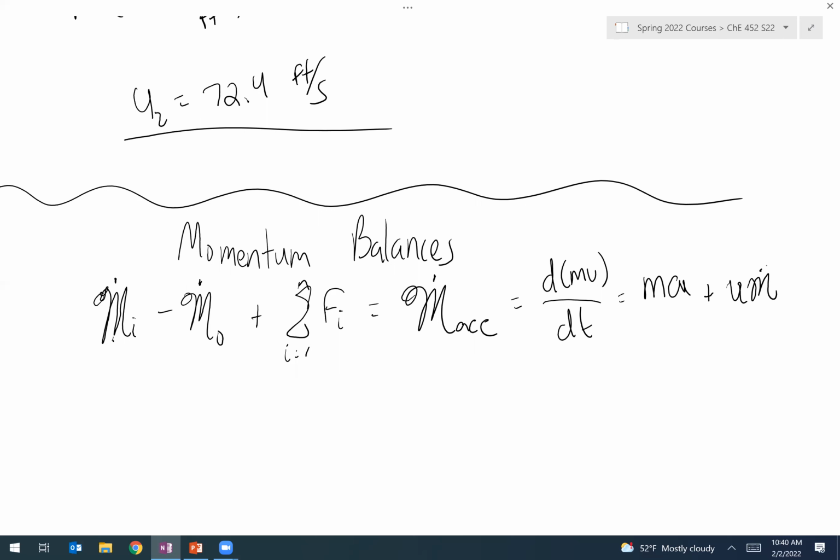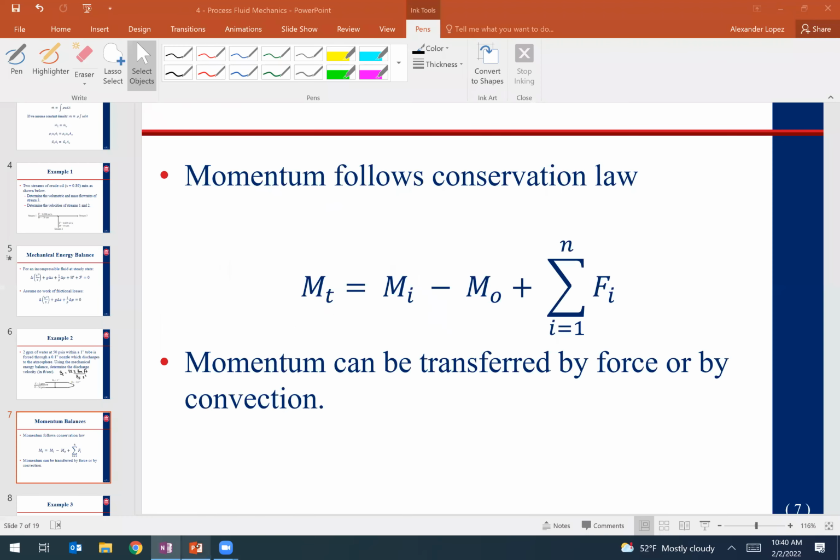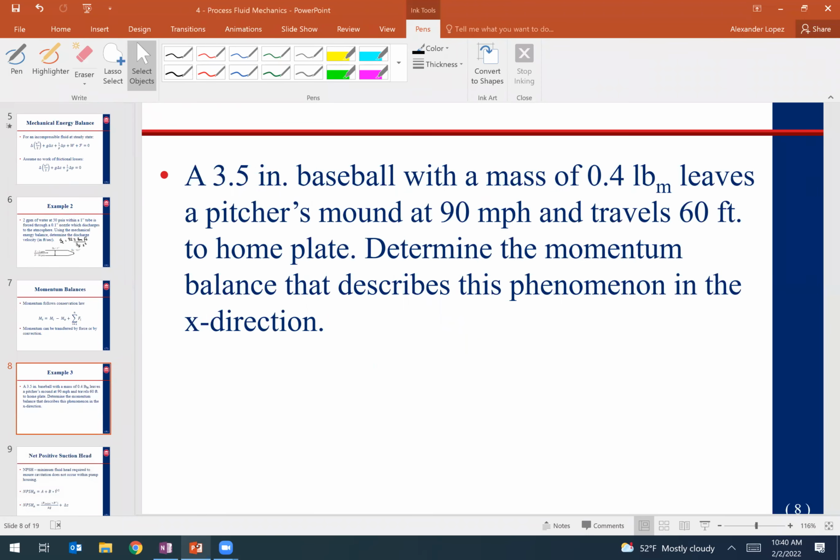And this was everybody's favorite part of 317. This is one of my favorite problems. I think I gave this to the juniors on their final. I made it a softball to make them feel better. So in this example, I look at a baseball on the pitcher's mound. I know it's going to leave the pitcher's mound at 90 miles per hour, and it's going to go 60 feet to home plate. And I apply a momentum balance to describe this in the x direction.